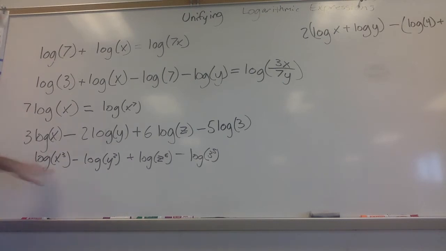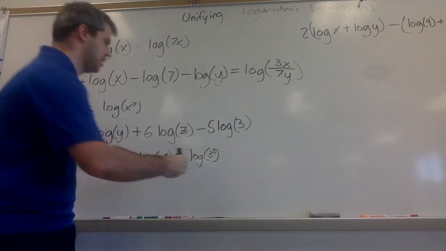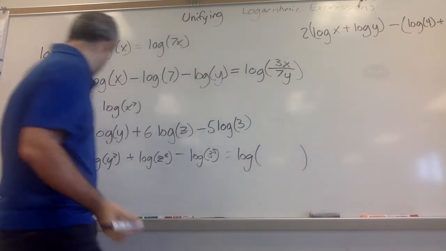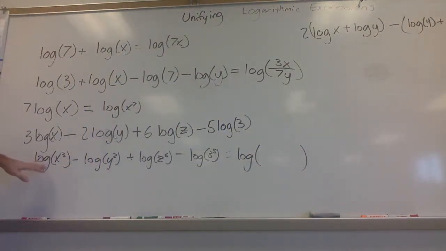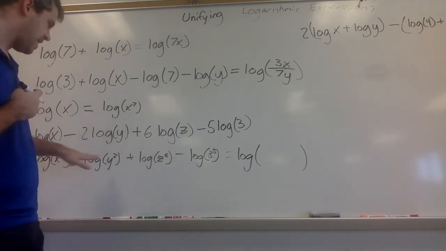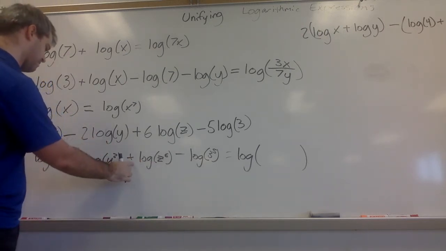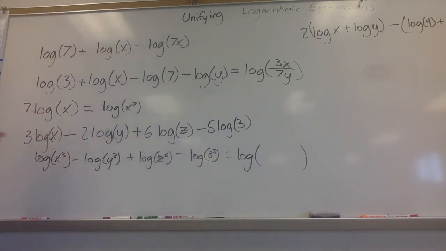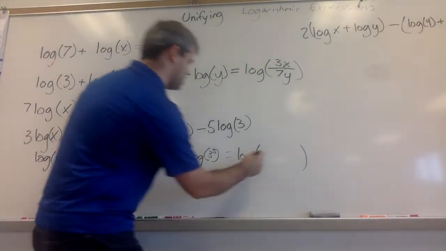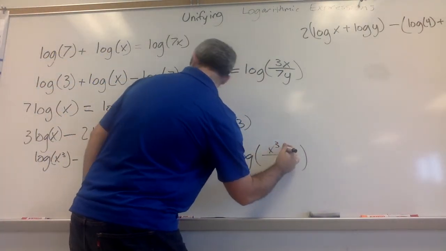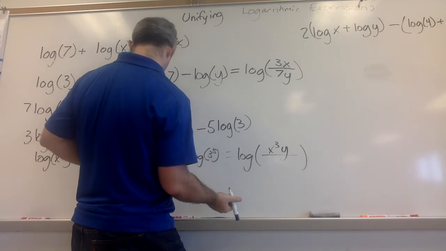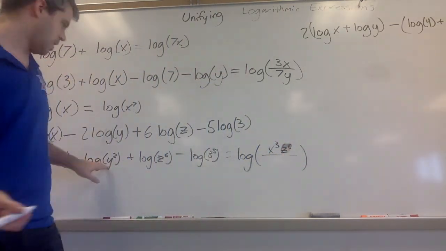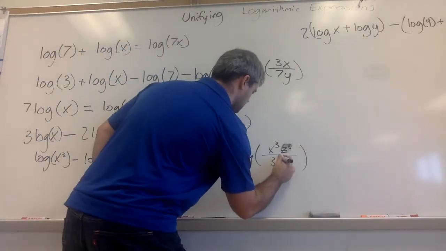All right. And now I can do the stuff that I did before. So this guy and this guy are being multiplied because they have positive. These guys are going to wind up being divided because they've got the negative sign. So x to the third, z to the sixth, and then y squared and 3 to the fifth.